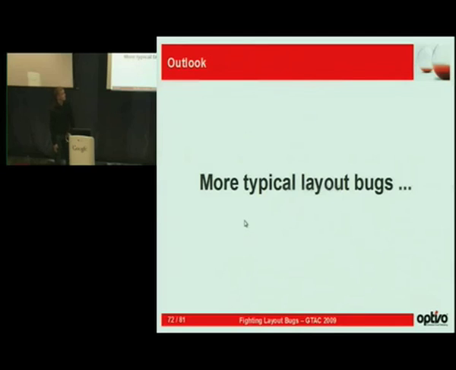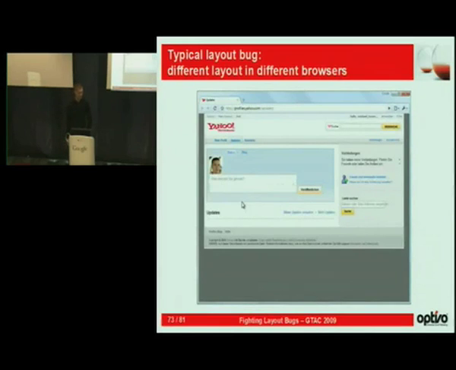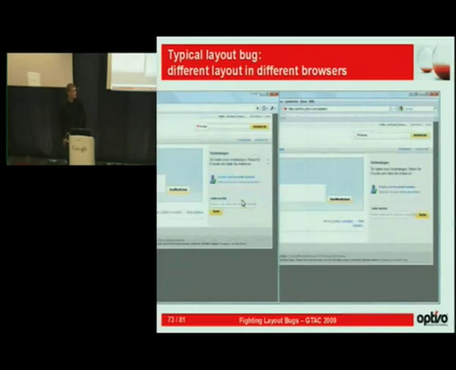A small outlook. Of course, there are more typical layout bugs out there. The most often seen one, I think, is this one. You have different layouts in different browsers. This is Chrome, this is Firefox. And you see, here's a button that's behind the text input field. Here it is on the next row, it's broken. But here there's a link, which is not broken, or here it's on the next line. So normally you don't want this. Maybe it's okay for you, but normally you don't want this.